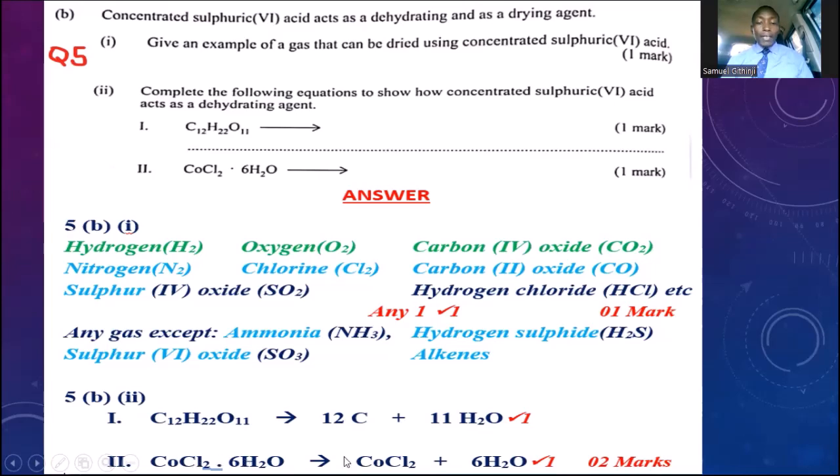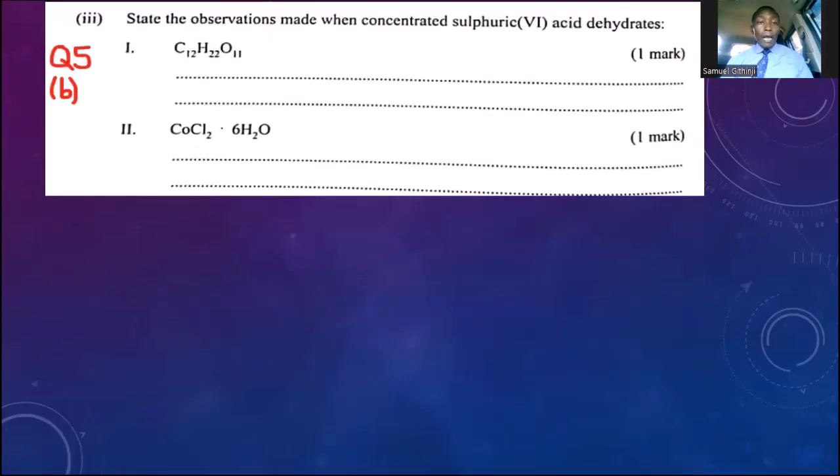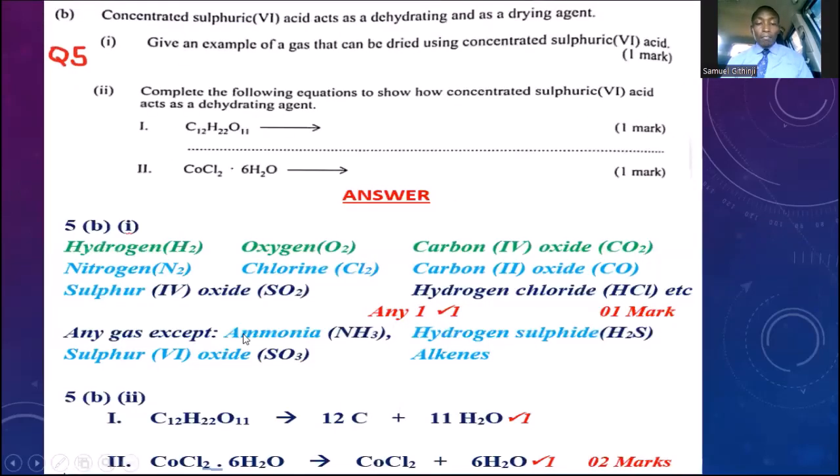Hydrated cobalt 2 chloride can be converted to anhydrous cobalt 2 chloride and water. The equation is as I have given. Moving on. Now, remember, this is an observation for the previous part. When you have sugar, what exactly do you observe?